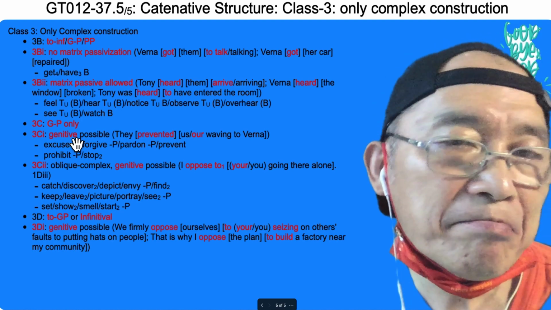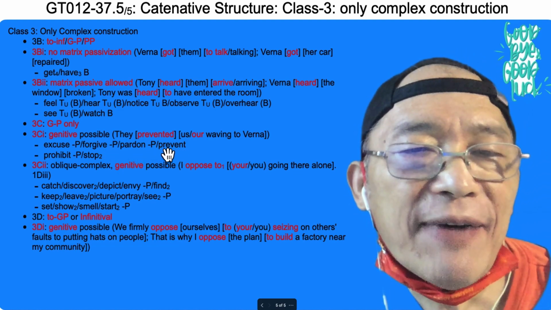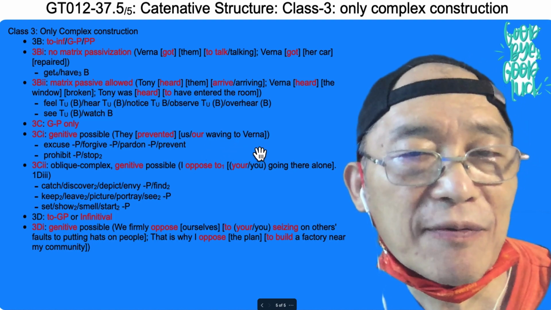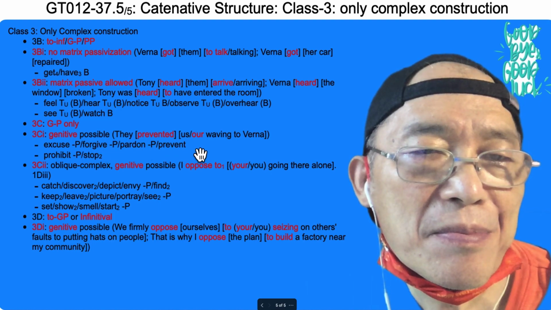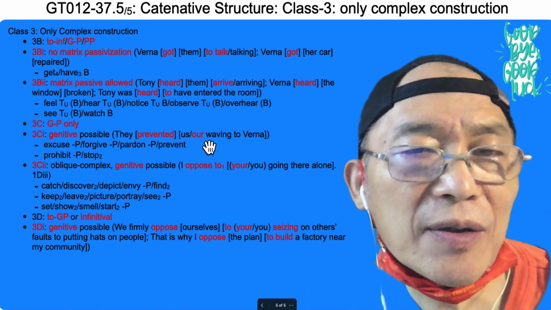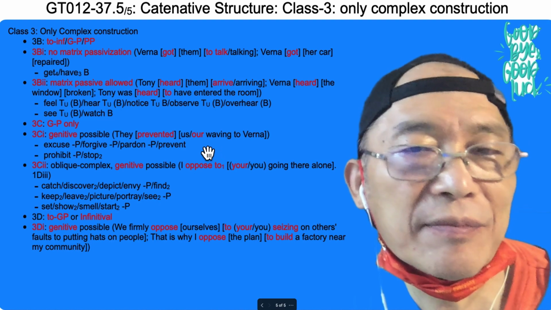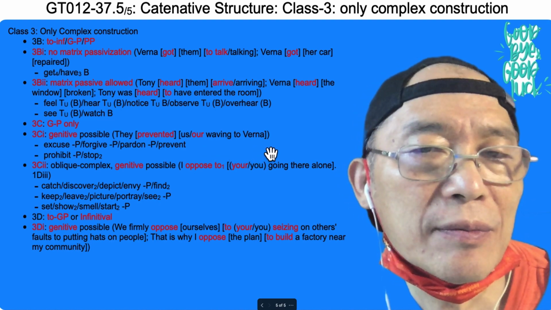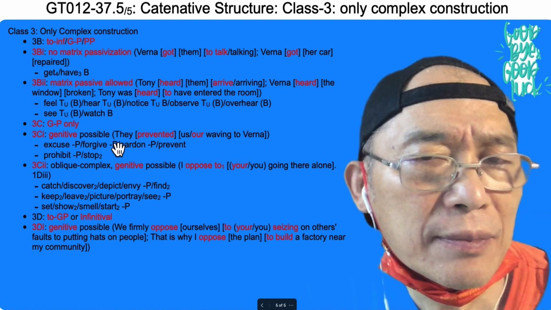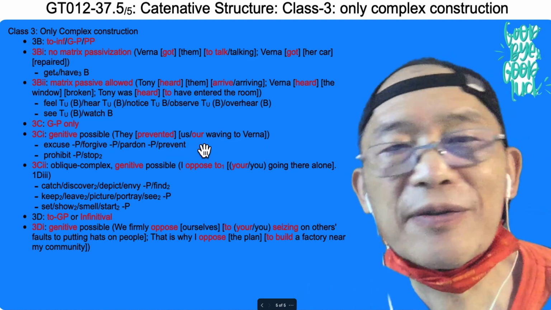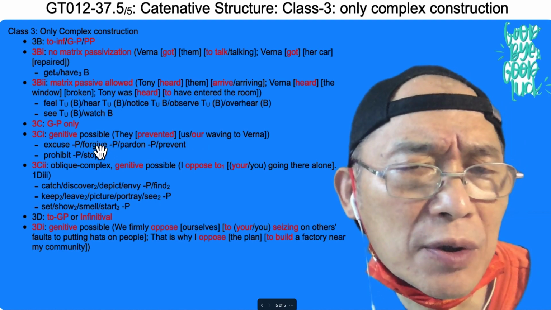3c, gerund-participle only. Let's check. Genitive possible. Let's check why. They prevented waving to Verna. Genitive possible. And it's 3, so there must be a genitive, so us or our. And of course, genitive is the major usage. They prevented our waving to Verna. We must use this genitive, a gerund taking its own subject.